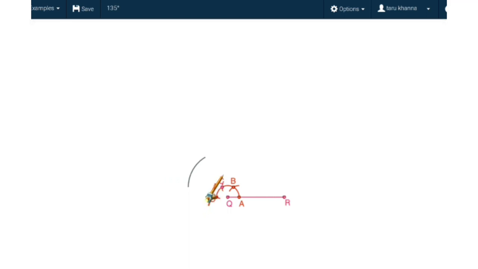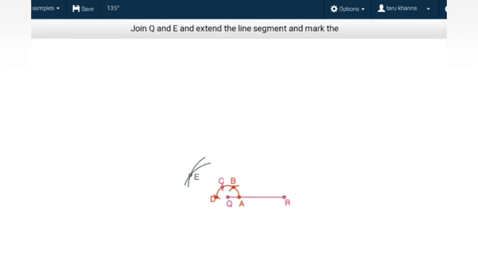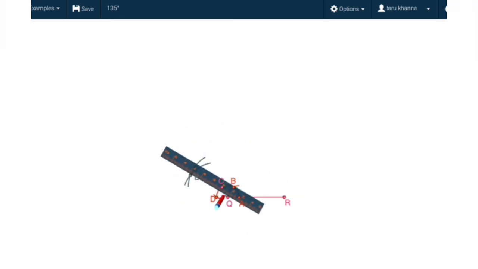We will place the needle of the compass on point D and with the same radius, we will cut the arc, intersecting the arc that was drawn in the last step, at point E. So next we will join Q and E and extend it to a point, say P, such that angle PQR is equal to 150 degrees. So for the construction of a 135 degree angle, it is important to draw a 150 degree angle first.